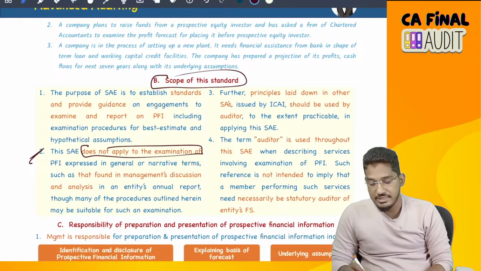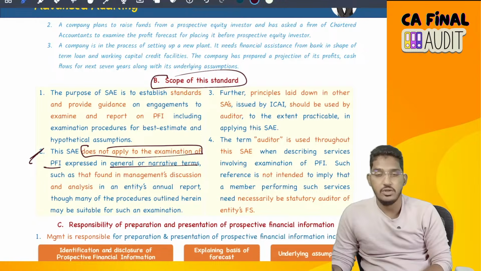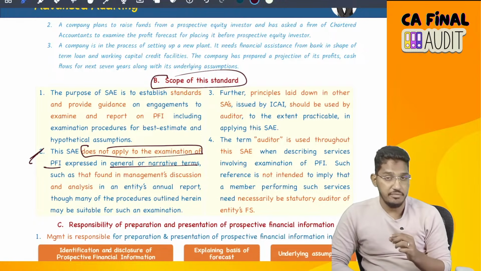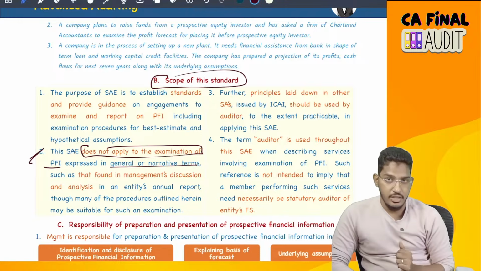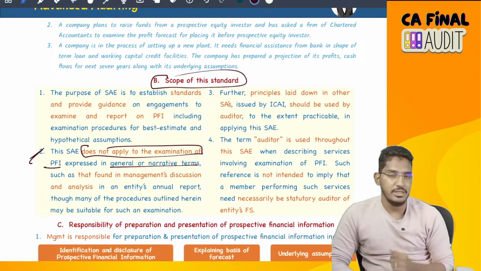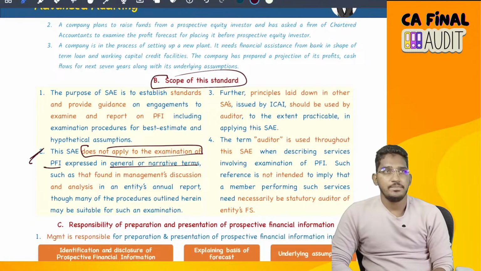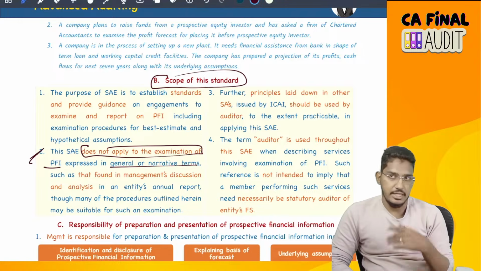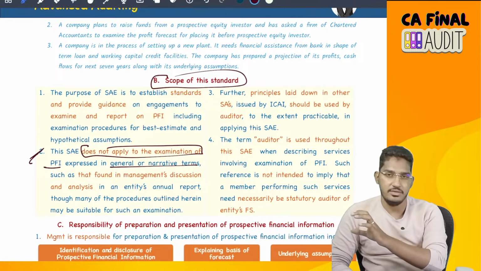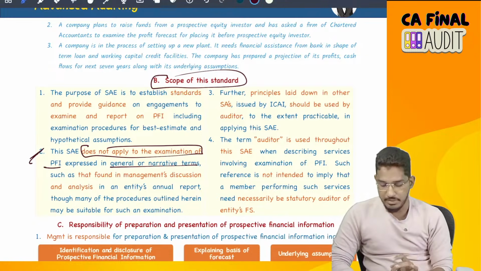This standard does not apply to examination of prospective financial information which is expressed in general or narrative terms. This standard will become applicable only when we are verifying prospective financial information in quantitative terms, in numbers, in figures. For example, companies have something called management discussion and analysis. In that, they give qualitative statements regarding the future of the company, like 'we will become the largest company in the world'. This is also prospective financial information, but it is a general, narrative disclosure, not expressed in figures. So for these engagements, the standard will not become applicable.